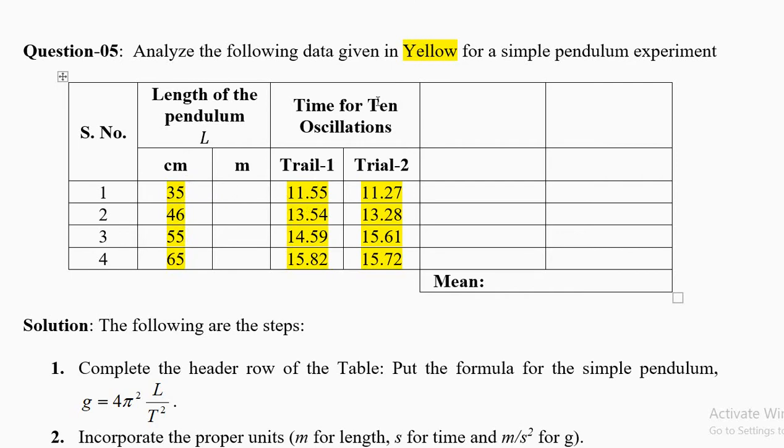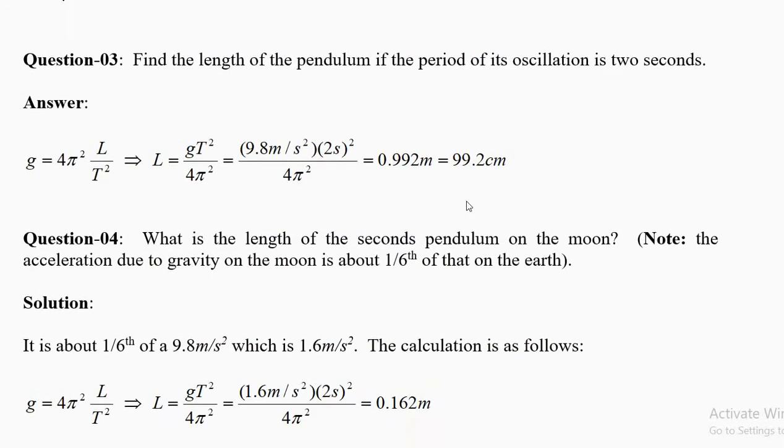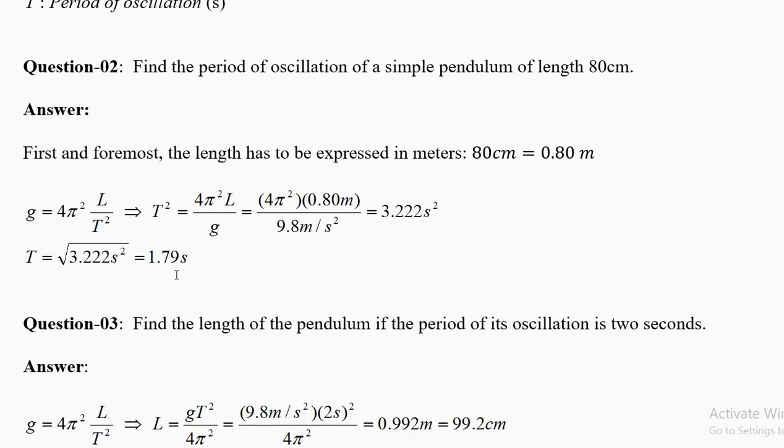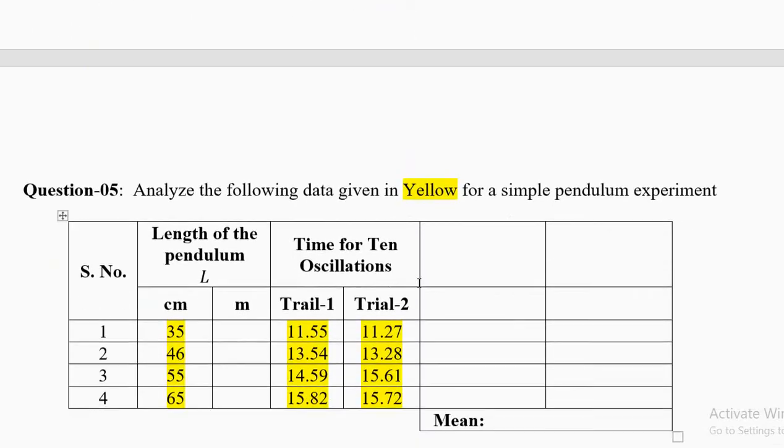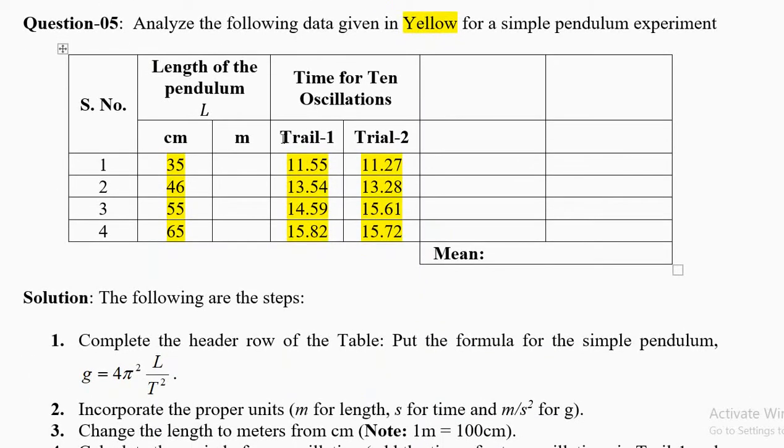Now this is time for 10 oscillations because the time for one oscillation is very small. You have seen it somewhere here. It is 1.79 seconds. Actually, it is less than that if the length is small. So what you do is you measure 10 oscillations here and 10 oscillations here, 11.55, 11.27. Add these two numbers, divide by 20. Why? 10 here, 10 here, total 20. So this plus this divided by 20.